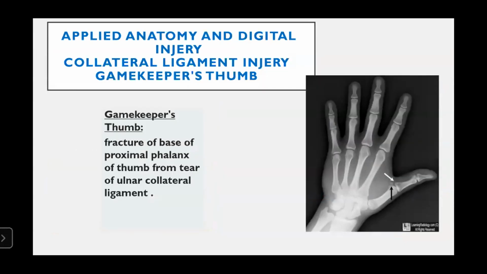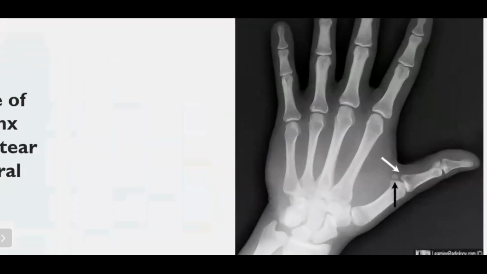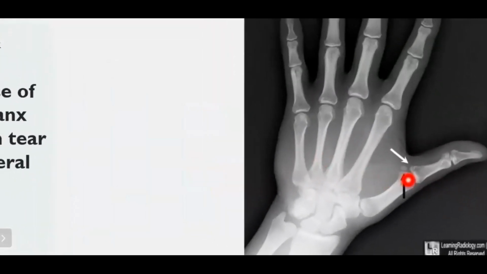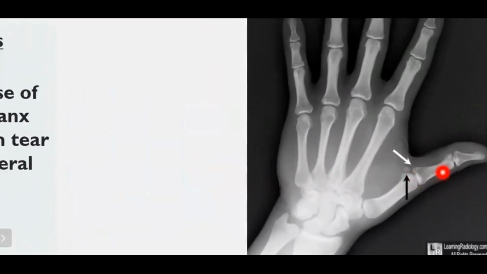Injuries. Collateral ligament injury, or what we call gamekeeper's thumb. It occurs when we have a fracture at the base of the proximal phalanx of the thumb due to a tear of the ulnar collateral ligament.